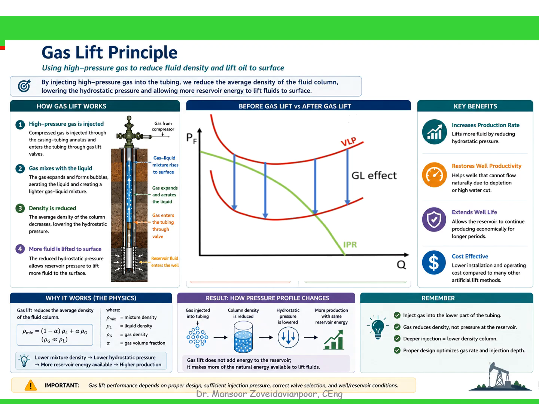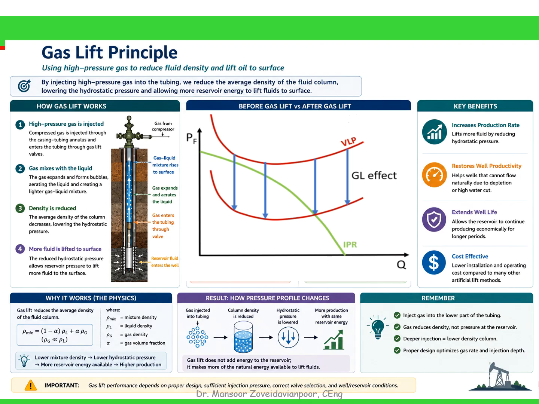Let's follow the process from left to right. First, high-pressure gas from a surface compressor is injected down the annulus. The gas then enters the tubing through a gas lift valve. Once inside the tubing, the gas mixes with the produced liquids. As the gas expands, it forms bubbles throughout the fluid column.